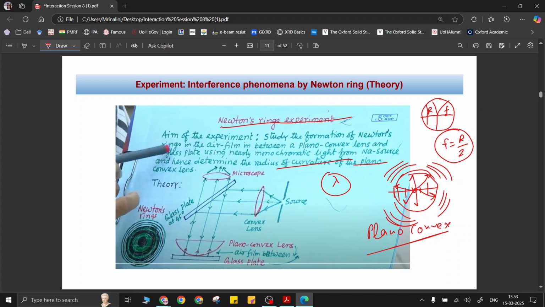So this is the setup. To just briefly discuss, this is the monochromatic source, and we want to use an extended source, so we are keeping a convex lens here. If the source is at the focal length of this convex lens, then the lens will make the beam parallel. So these parallel beams fall on this glass plate, which is kept at 45 degrees to the direction of the incident light, and the light will reflect from it and fall on this plano convex lens setup that we have made here.